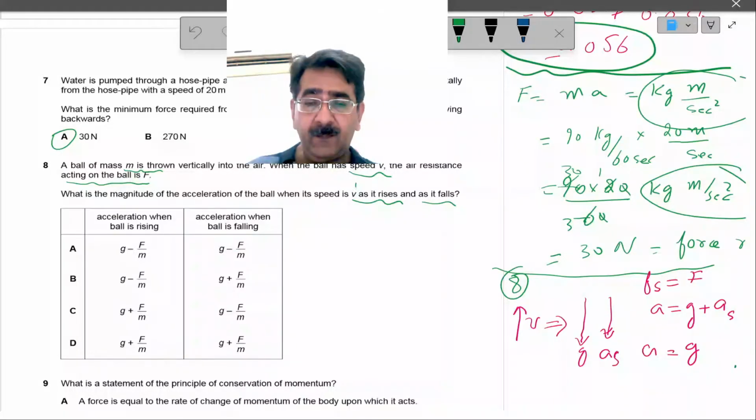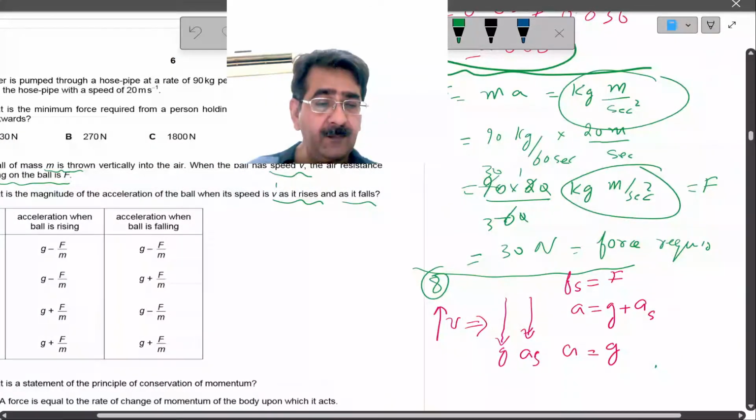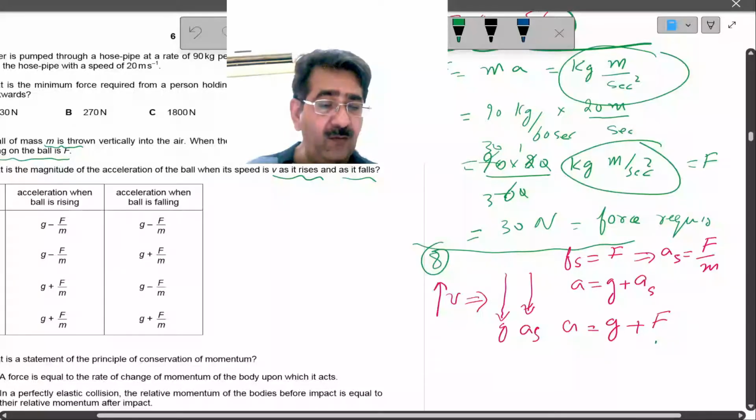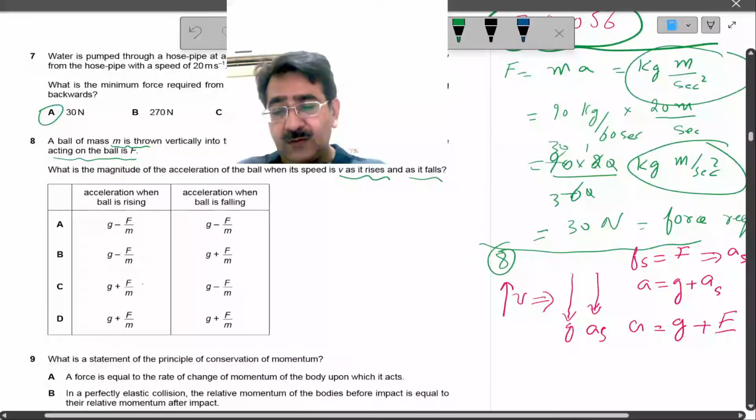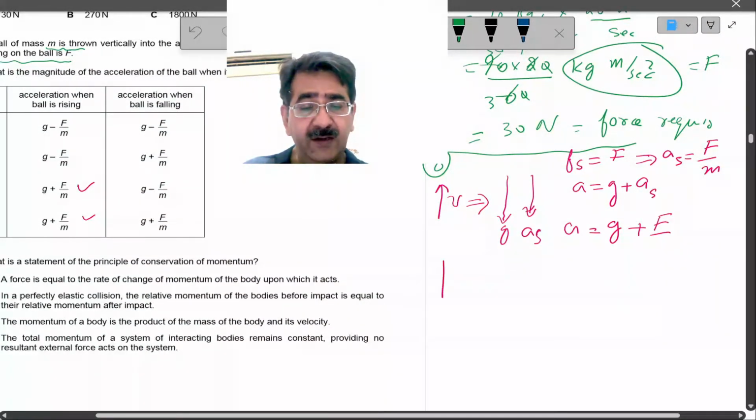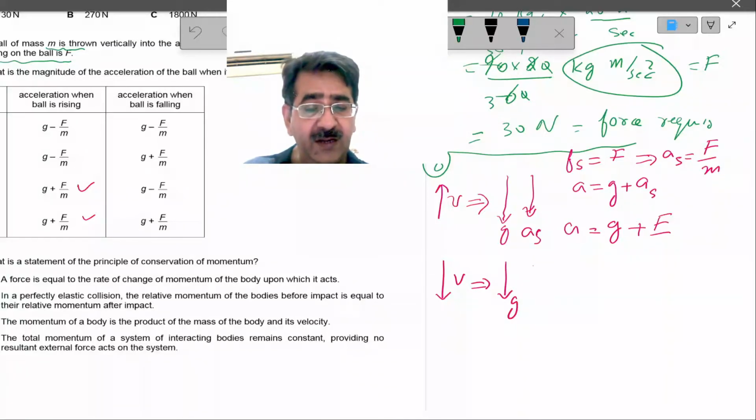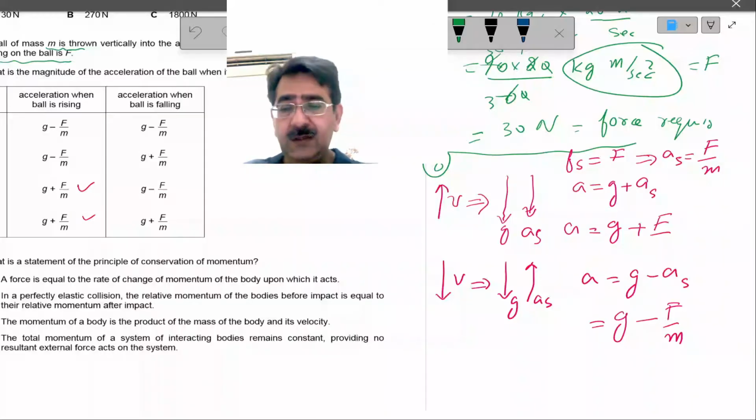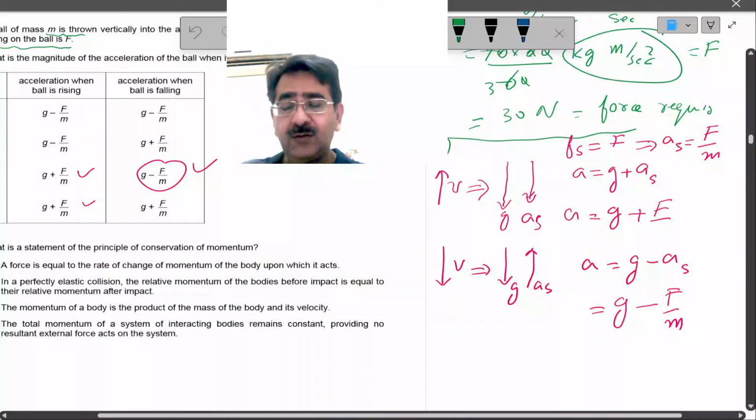The air resistance force is given as F, so this implies that a_s is equal to F over M. So g plus F over M will be the answer for that case. Now if it is moving downward, g will be downward, but the acceleration due to friction will be upward. So the resultant acceleration is g minus F over M. So this will be answer C.